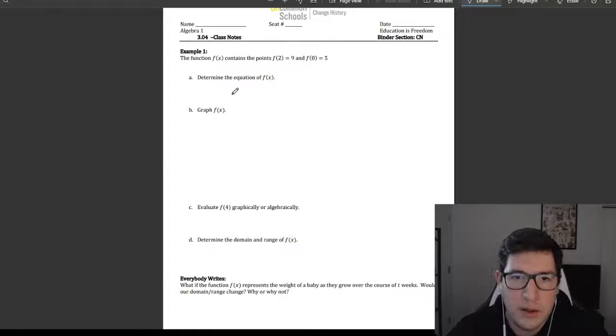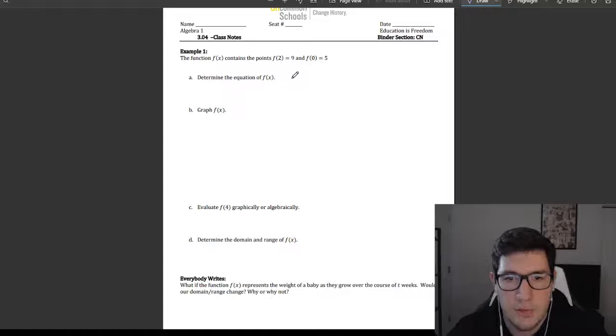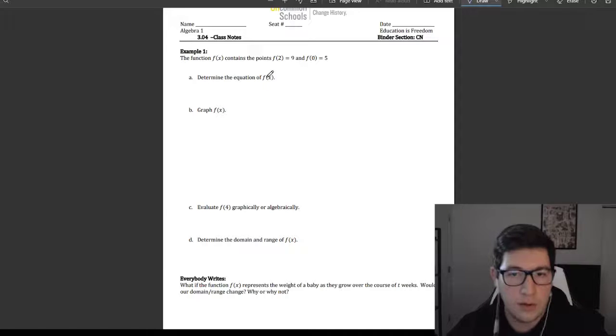It's going to be quick. Example 1 says that the function f of x contains the points f of 2 is equal to 9 and f of 0 is equal to 5. So we need to determine the equation of f of x. Now this kind of combines what we learned about function notation and what we've been doing with lines for the past few weeks and kind of puts it all together.